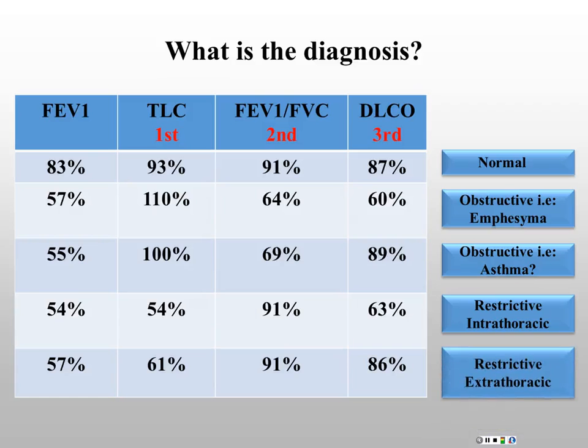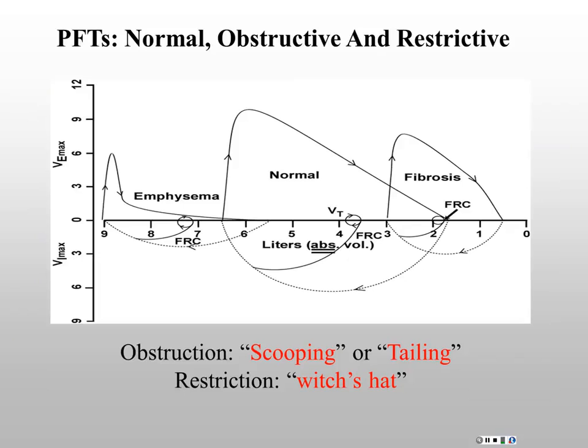And the last example here, this is another example. TLC is decreased. This is a little bit increased. DLCO is normal. This can be restrictive, and it can be extrathoracic because DLCO is normal. Again, you have to do the interpretation in a clinical setting. You have to associate that with the patient's symptoms, the imaging, pathology, and so on.